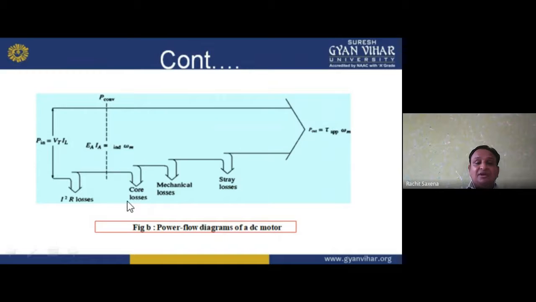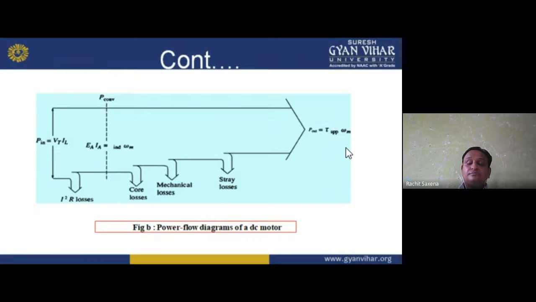Then we have the magnetic field core loss, mechanical losses, and stray losses. Then in the output I am getting the torque and speed, meaning mechanical power. So the input I am giving is electrical, but in the output I am getting mechanical, that is electromechanical conversion. But what do we find in this? The mechanical power in the output, but electrical in the input, and we have the losses. In this we found so many losses. I hope you understand.